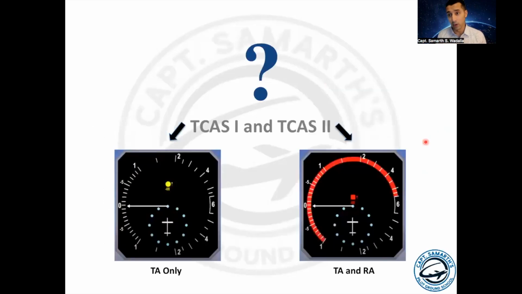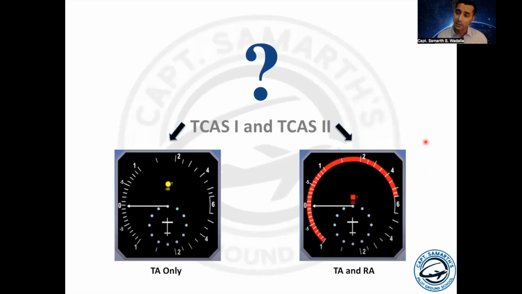TCAS 2 and TCAS 1, what is the difference? Back in the day, the first generation of TCAS was called TCAS 1. The current generation of TCAS is called TCAS 2. TCAS 1 had the ability to give you something called traffic advisory only, colloquially referred to as TA, Tango Alpha, traffic advisory.